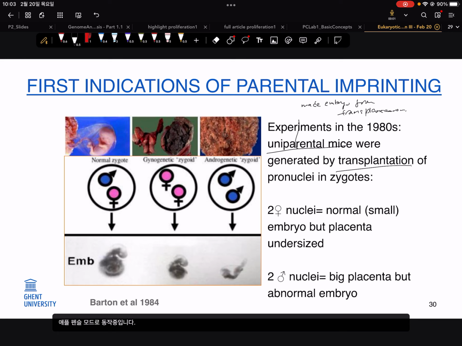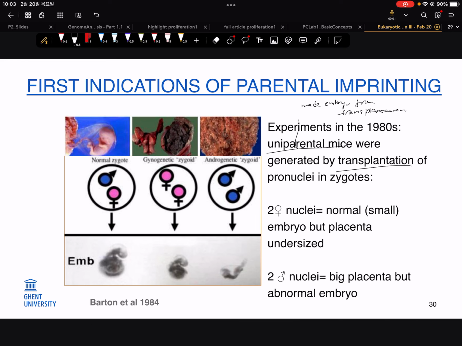However, it depended on whether they used 2 female nuclei or 2 male nuclei; you got a different result. When they worked with 2 female nuclei to create a zygote, they got a relatively normal embryo, looking quite normal but very small. But when they then looked at the placenta, they saw that the placenta was extremely small, so undersized. However, when they worked with 2 male nuclei, they saw, in fact, something very spectacular, a huge placenta.